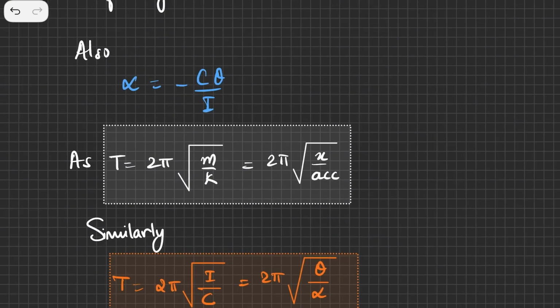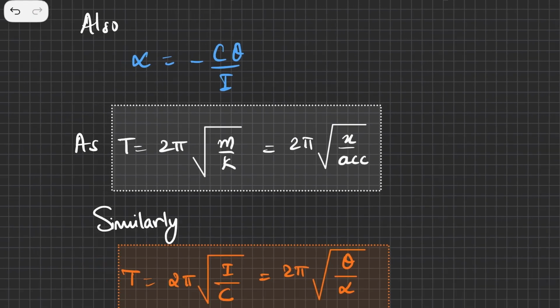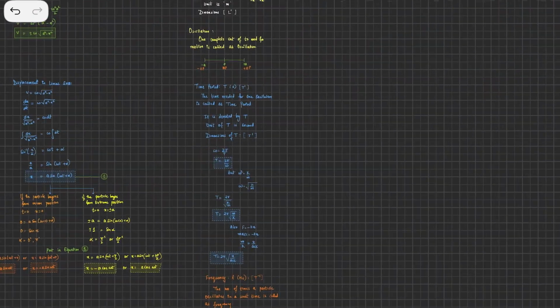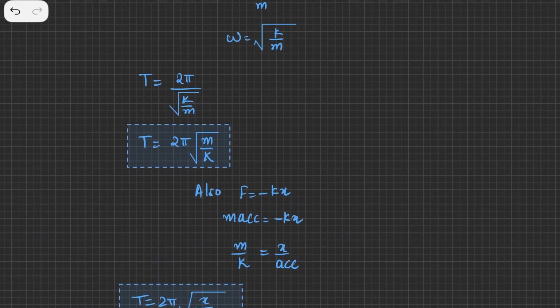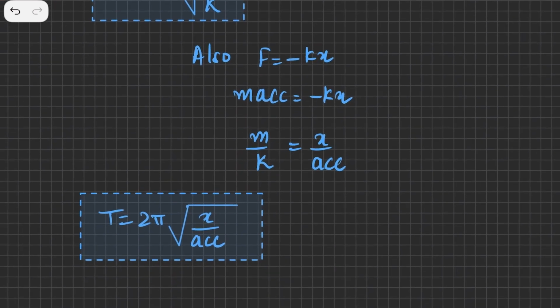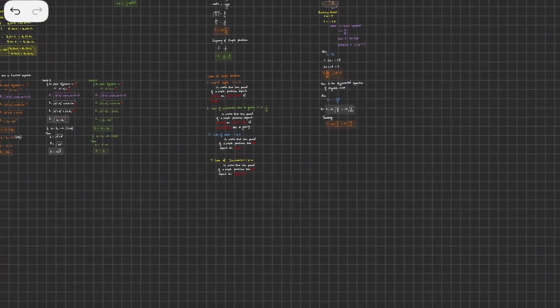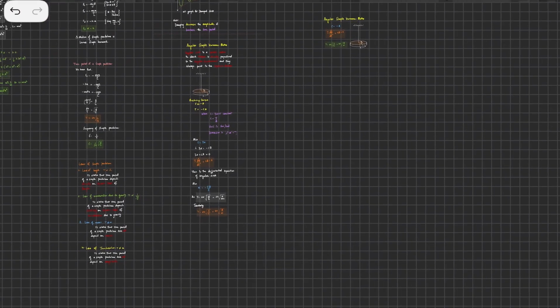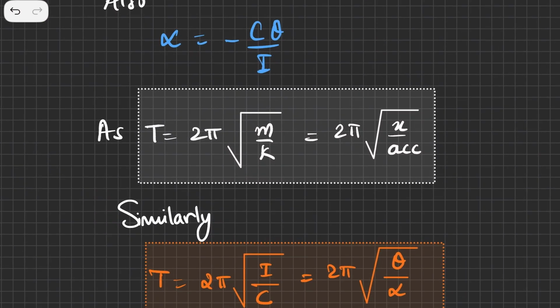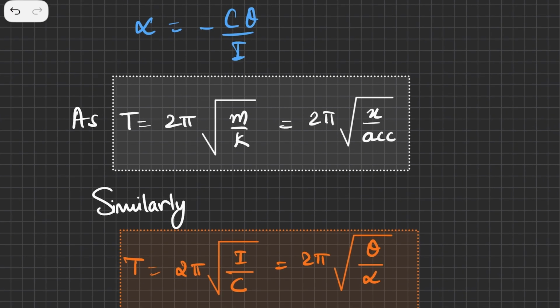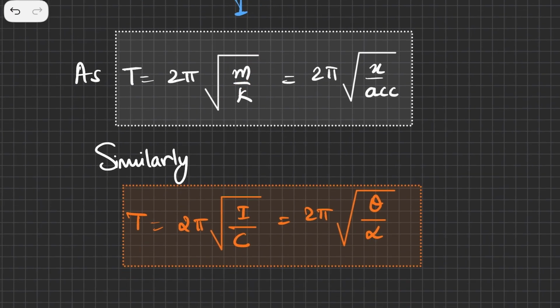Now there is something called time period, and I have derived its equation somewhere. Time period is equal to root of m by k, and also time period is equal to root of x by acceleration. This is one of the equations which I have derived in some previous video, and I'm using that formula here as well. So T, that is time period, is equal to 2 pi root of m by k. Now what we can analyze is m has to be replaced by moment of inertia, and k, which is the spring constant, will be replaced by the twist constant.